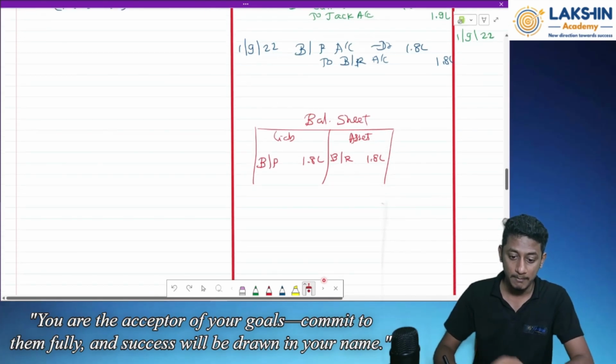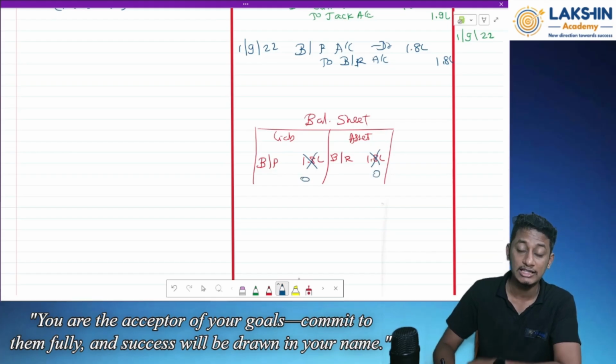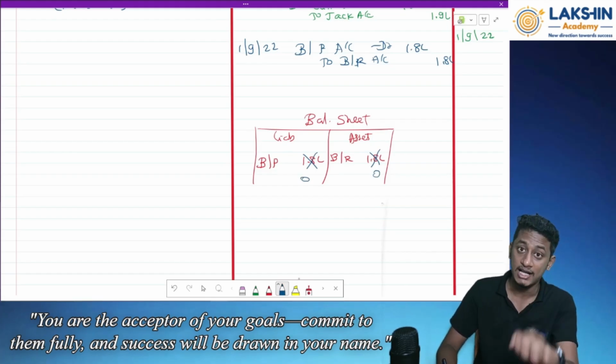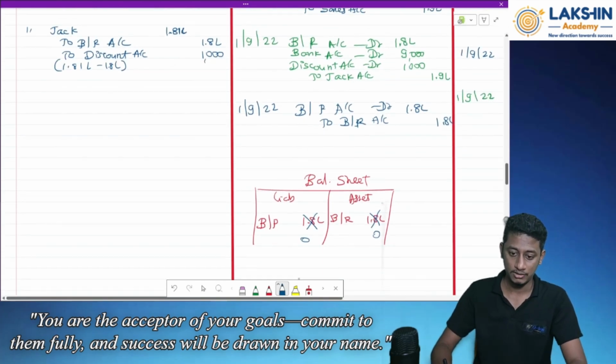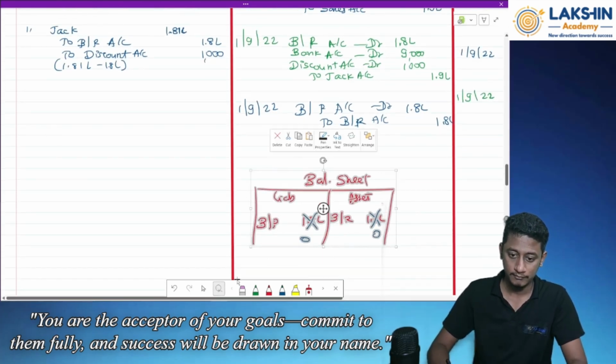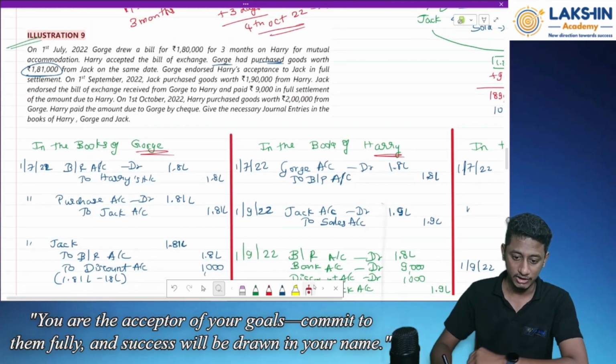So now in my balance sheet, I have cancelled this amount, I have cancelled this amount. Because of this, both will have a nullifying effect and my balance sheet will still tally. Clear? Okay. So I just erase this. Now, going ahead, till cancellation we are done.